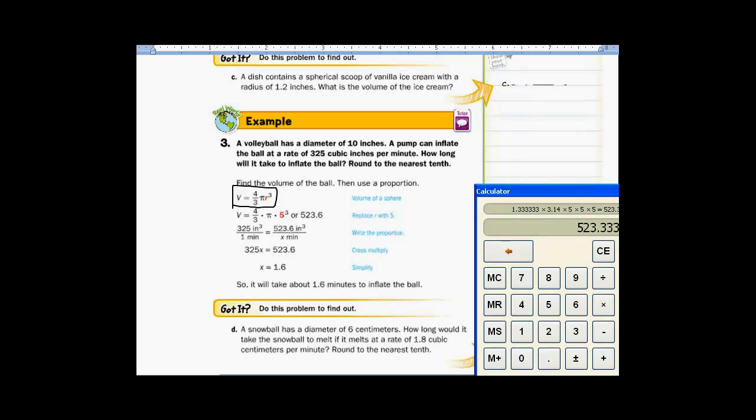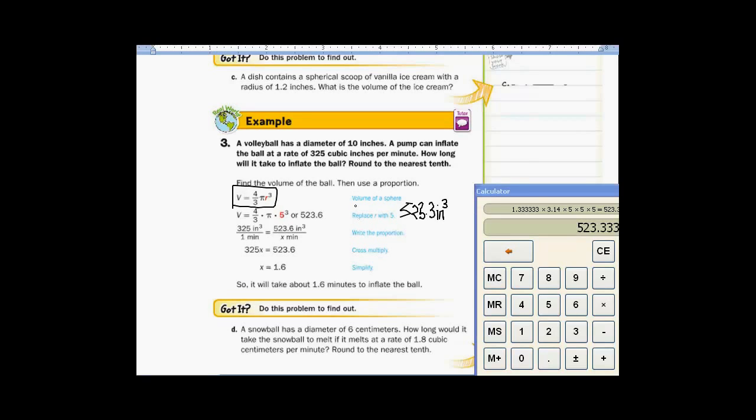523.33. So that's basically the volume. I'm just going to use my calculation, just because I like mine. 523.3. What are these? Inches. Cubic inches. You want to know how long that is going to take.